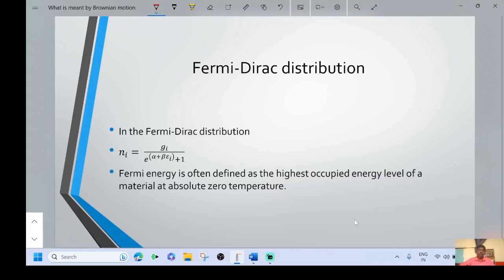Fermi-Dirac distribution. In the Fermi-Dirac distribution, Ni equal to Gi divided by e power alpha plus beta E plus 1. Fermi energy is often defined as the highest occupied energy level of a material at absolute zero temperature.